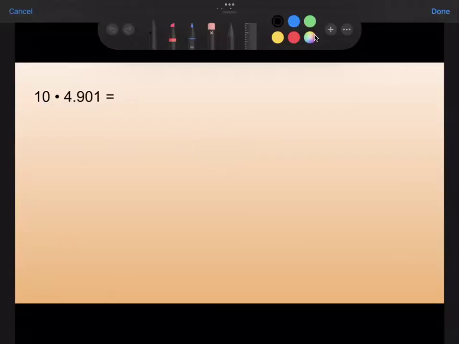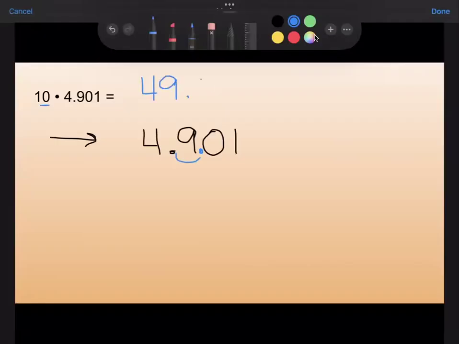Okay, here's our next one. We're going to take 4.901 and multiply it by 10. So let's do 4.901. And we're going to move it to the right because multiplication makes numbers bigger, and we can make numbers bigger when we move the decimal to the right. We are multiplying by 10, which has 1 zero. So we're going to move that decimal 1 space to the right and put it right there. So our final answer would be 49.01.